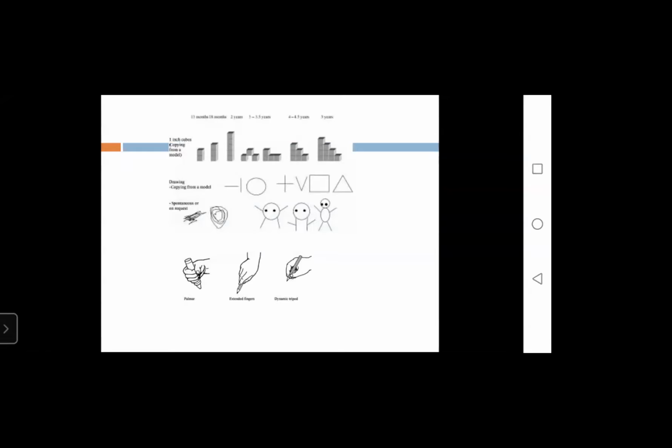So you guys can see it, right? The pictures at the bottom are the way they grip the pencil. So the first one is the palmar grip. Okay. The second one will be the immature grip, and then the last one will be the tripod. So that's the way it should be.